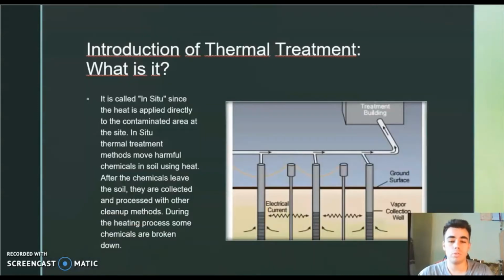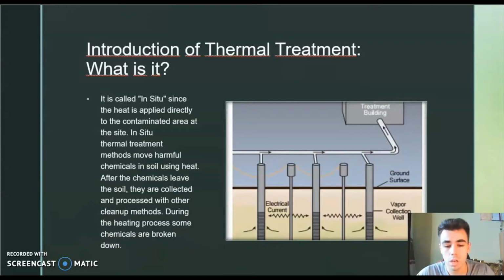And first, the introduction of thermal treatment. What does it actually mean? What is thermal treatment? It is called in situ thermal treatment because in situ means that the heat is applied directly to the contaminated area, so not afterwards, but at the site.